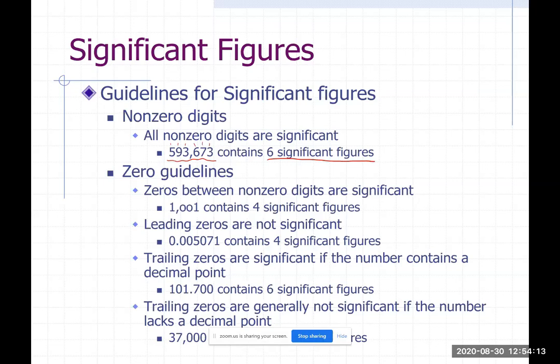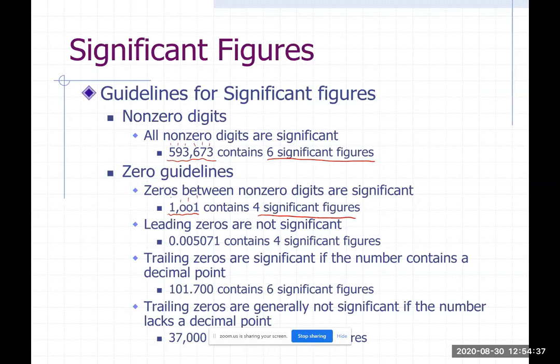The zeros between non-zero digits are going to be significant, and it doesn't matter if there's one zero between two non-zero digits or multiple zeros between two non-zero digits. All of those zeros between two non-zero digits are going to count, and so associated with this number here, we have 1, 2, 3, 4 total significant figures.